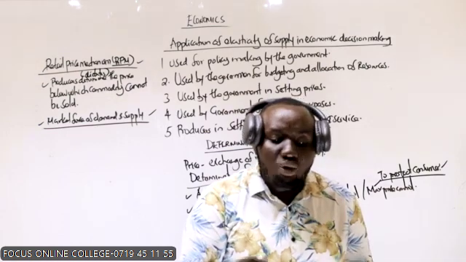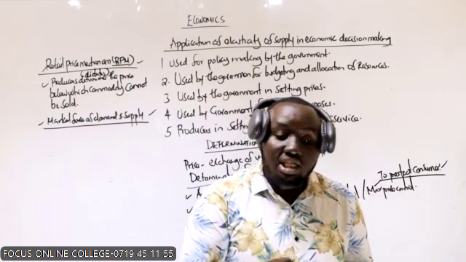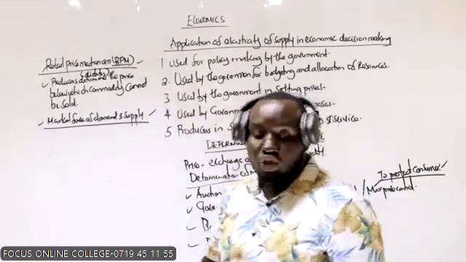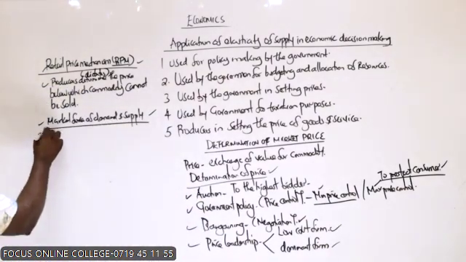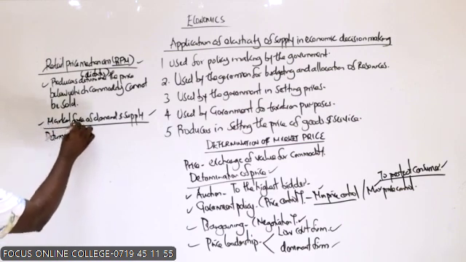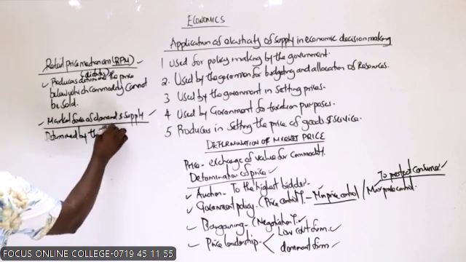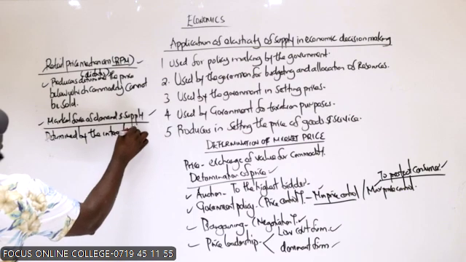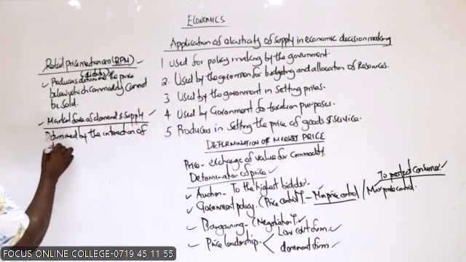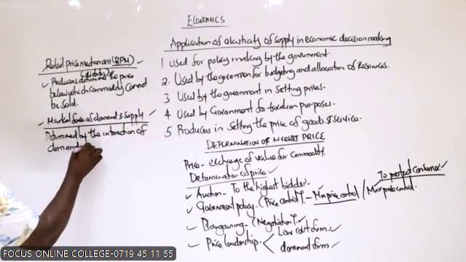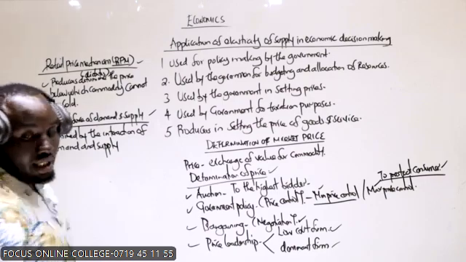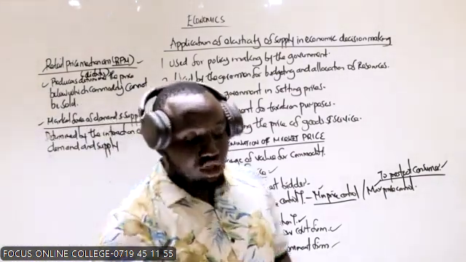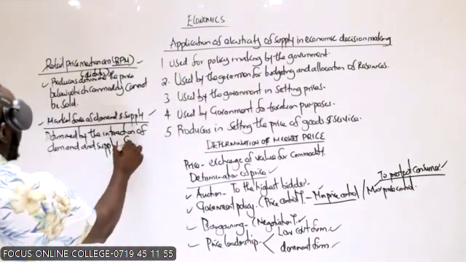So how do we determine the prices? This is basically determined by the interaction of demand and supply. We call it determined by the interaction of demand and supply forces.